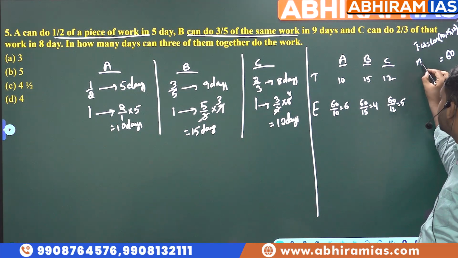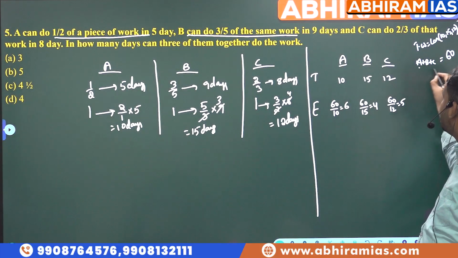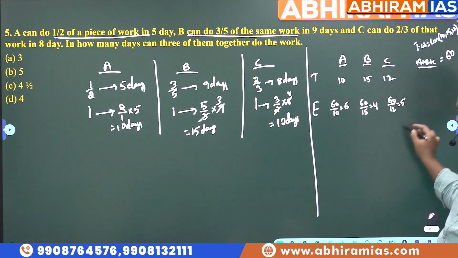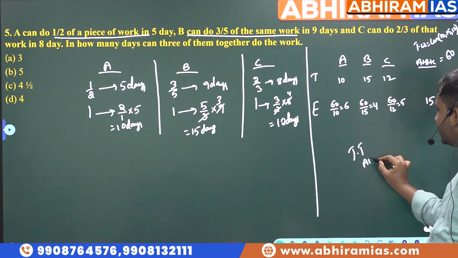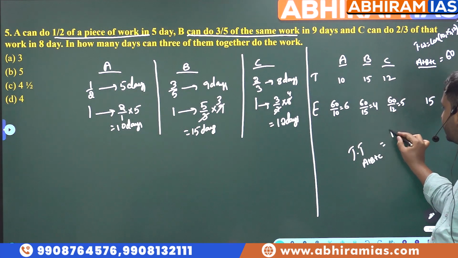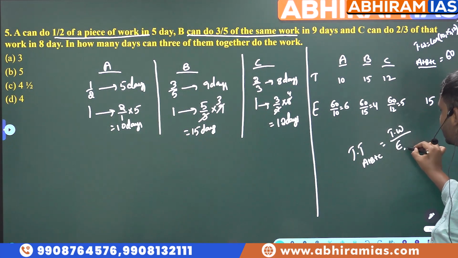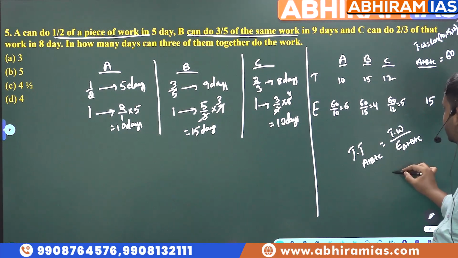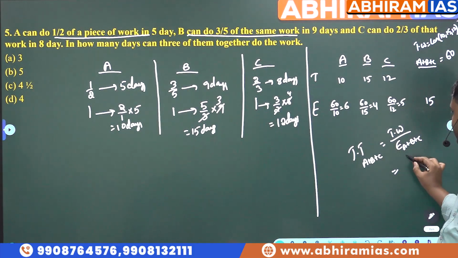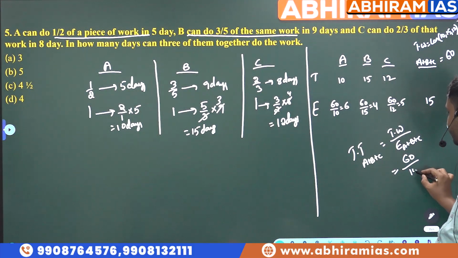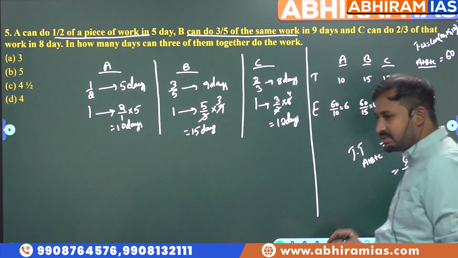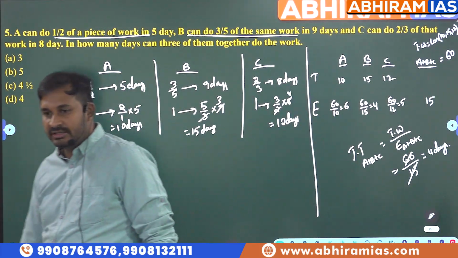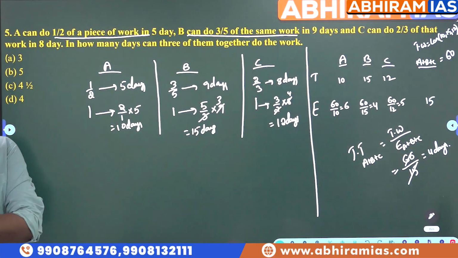Now they are working together, right? A, B and C. What is their combined efficiency, students? 15. So now the time taken by A, B and C all three together will become total work by efficiency of A, B and C. What is my total work here? 60. And what is their combined efficiency? 15. So that means they can finish the job in how many days? 4 days. Working together, all three together can finish the job in 4 days.